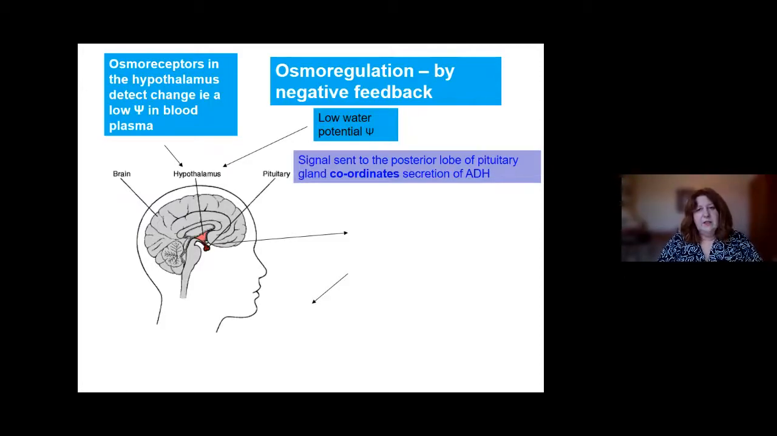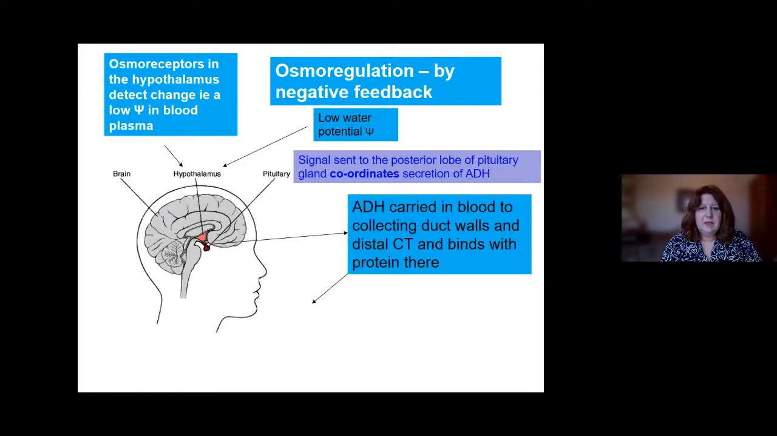Now, I've said there is the posterior lobe. You can get away with just saying pituitary gland, so don't think you have to say which particular lobe. And if you can't remember, don't have a guess, just write pituitary. Okay, so it's the signal then sent to the pituitary. That's the coordinator that will actually secrete the ADH. And the ADH is antidiuretic hormone.